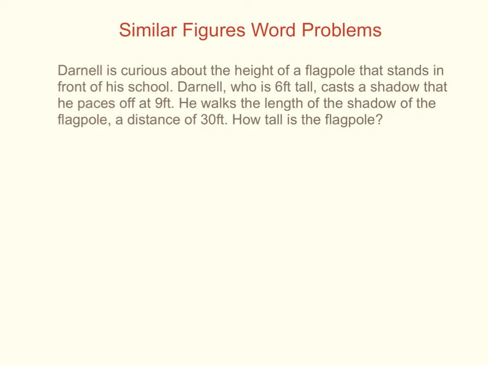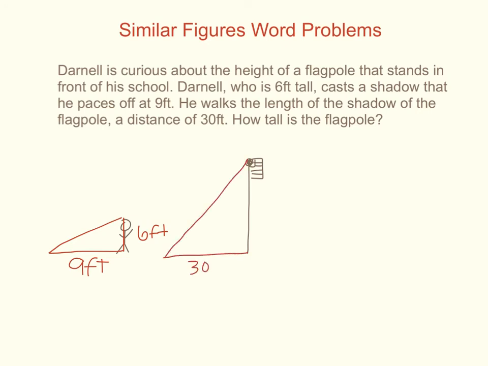So let's see. I have a person, and I have a flagpole. Okay, so if I look here, okay, so this guy is 6 feet. His shadow is 9 feet. The flagpole's shadow is 30 feet, and how tall is it? Well, I don't know. We'll call it X feet. So now we can set up some proportions. This corresponds to this. This corresponds to this.